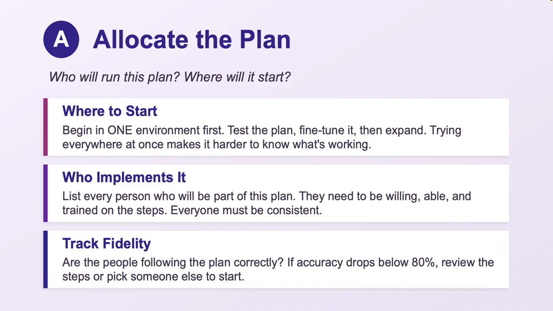And then finally, tracking fidelity. Are people actually following the plan correctly? Are you watching them, seeing if they're doing the thing that you all agreed that you were going to do, and so on? What does that actually look like for you? So if the accuracy drops below 80%, review the steps or pick someone else to start off with it. Sometimes we place a lot of expectation on different school staff or other family members, and that can be really difficult, especially if they don't feel confident doing the thing. So make sure everybody's on the same page as much as possible, answer all questions, and realize that it's not going to be perfect at first. As long as you're working towards that ultimate goal, you should be fine.